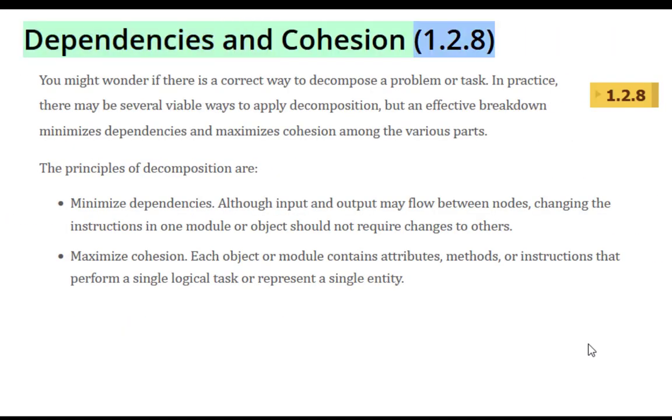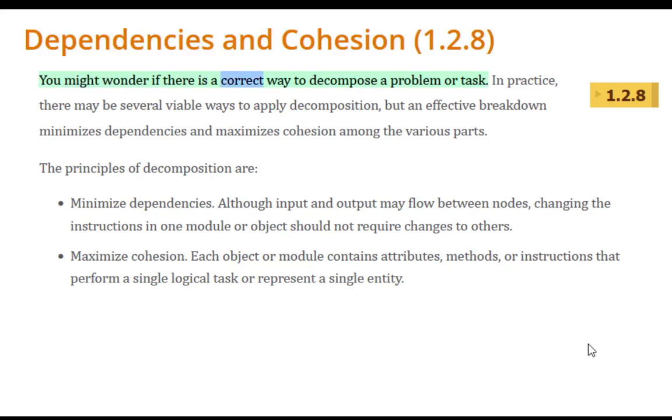Dependencies and cohesion. You might wonder if there is a correct way to decompose a problem or task. In practice, there may be several viable ways to apply decomposition, but an effective breakdown minimizes dependencies and maximizes cohesion among the various parts. The principles of decomposition are: minimize dependencies. Although input and output may flow between nodes, changing the instructions in one module or object should not require changes to others. Maximize cohesion. Each object or module contains attributes, methods, or instructions that perform a single logical task or represent a single entity.